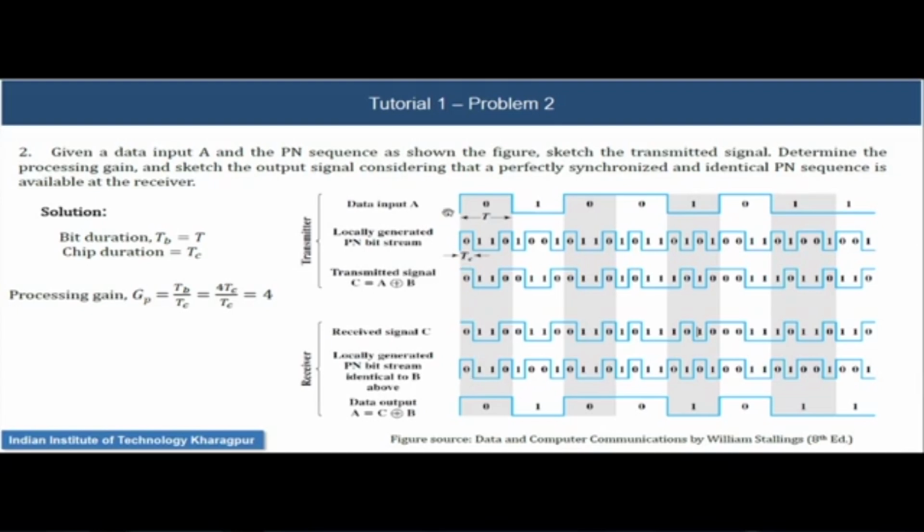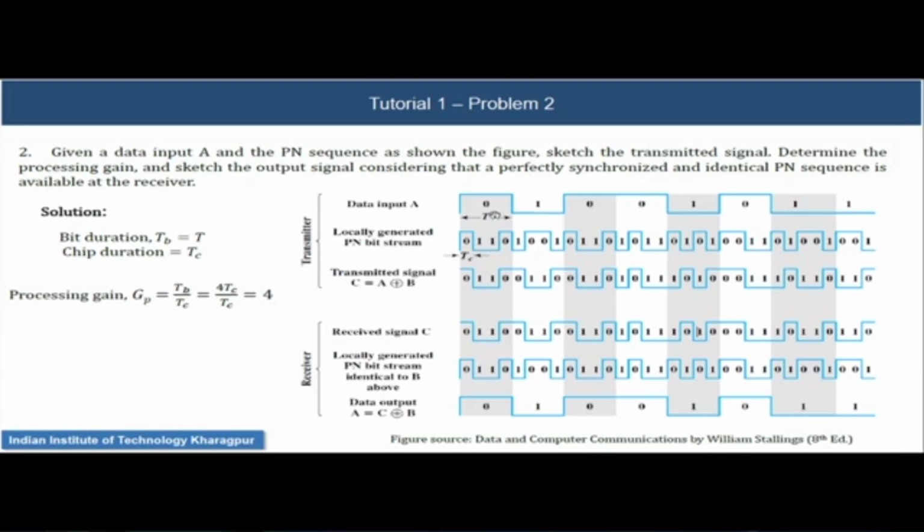So we first see that for every input bit duration, which is T, also denoted as TB, within that duration we have 4 bits corresponding to the PN sequence, and each of those PN sequence bits has a duration of TC. So basically we have a relationship between TB and TC. TB is nothing but 4 times TC, as you can see, and therefore the processing gain, which is TB by TC, of this system is 4.